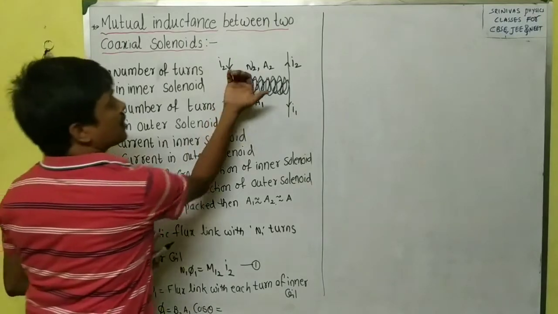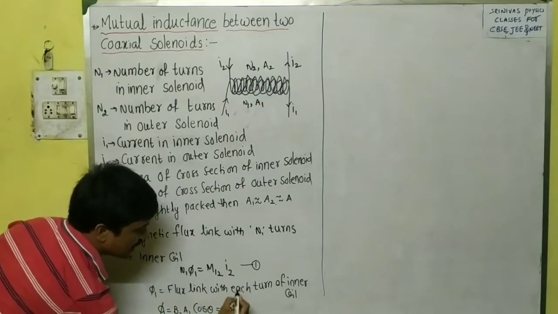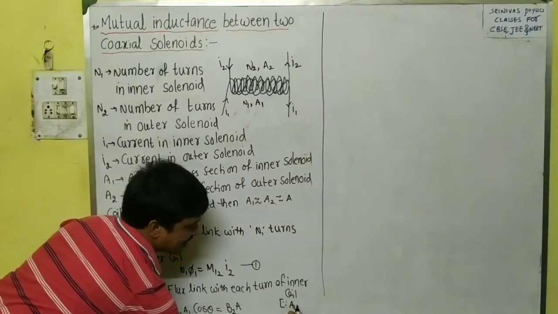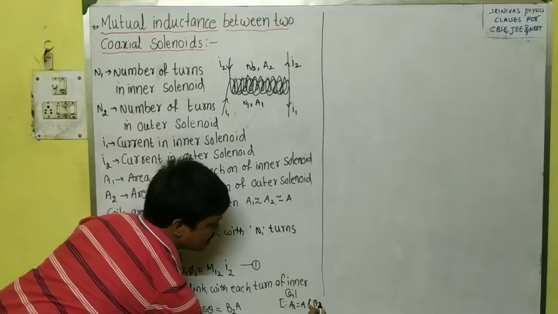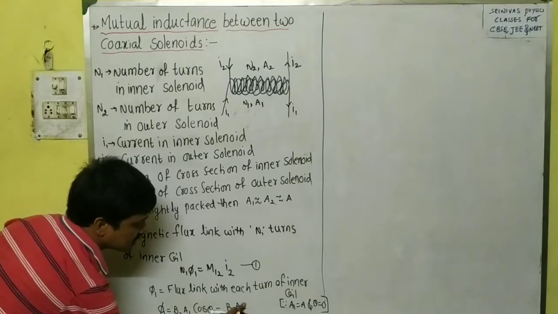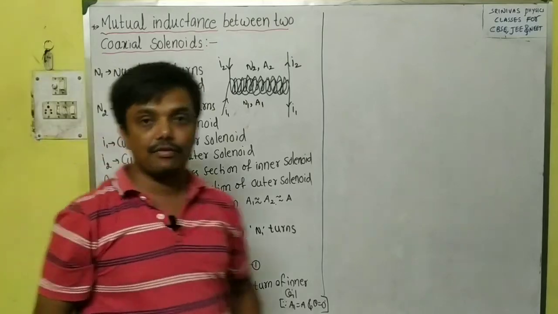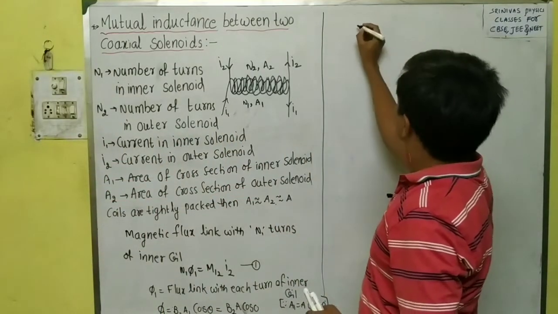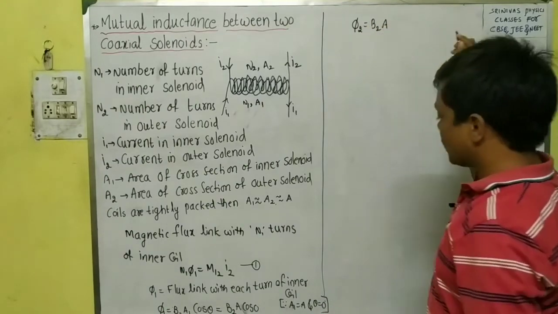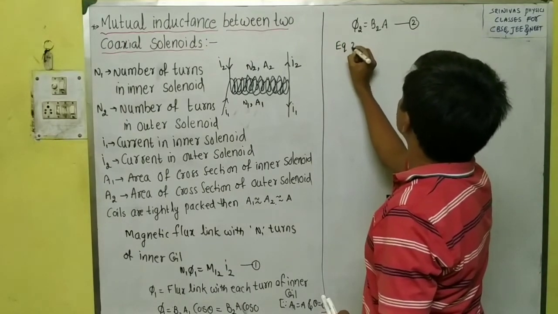Here B2 A1 cos theta. The field due to the outer coil is to the right side and the area vector is also to the right side. We take theta as 0, then we write B2 A1. Here we are taking A1 as A and theta as 0. When you substitute these two conditions, we get B2 A cos 0. Cos 0 is 1. Then finally the flux linked is B2 A. This is equation 2. Substitute equation 2 in equation 1.